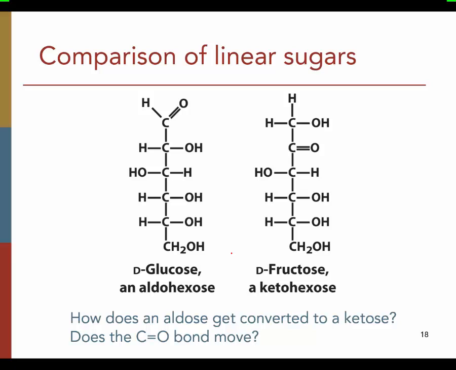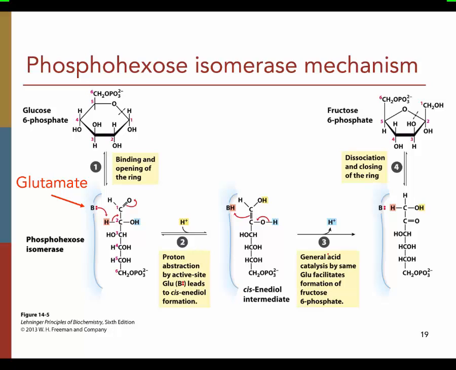So the question is, if this is glucose, an aldohexose, we have the aldose group there, and fructose is a ketohexose, so we have a ketone there. So how do we go from an aldehyde to a ketone? What is the mechanism? How does that move? Okay, so now we have an isomerase mechanism. Phosphohexose isomerase is that second enzyme in glycolysis.